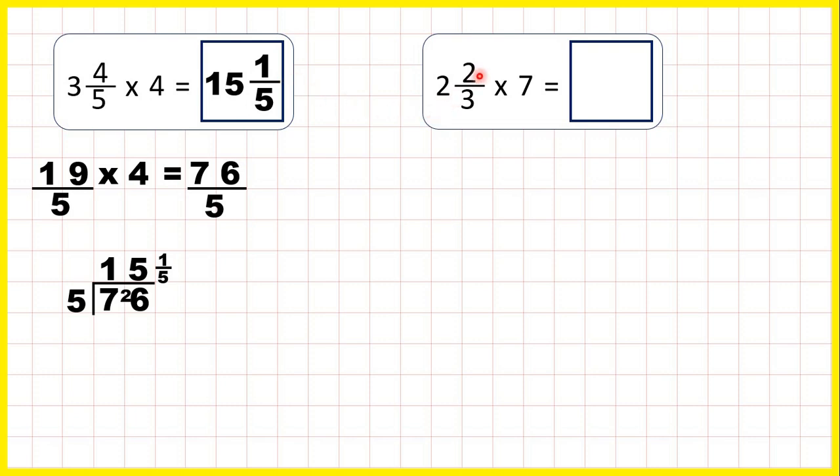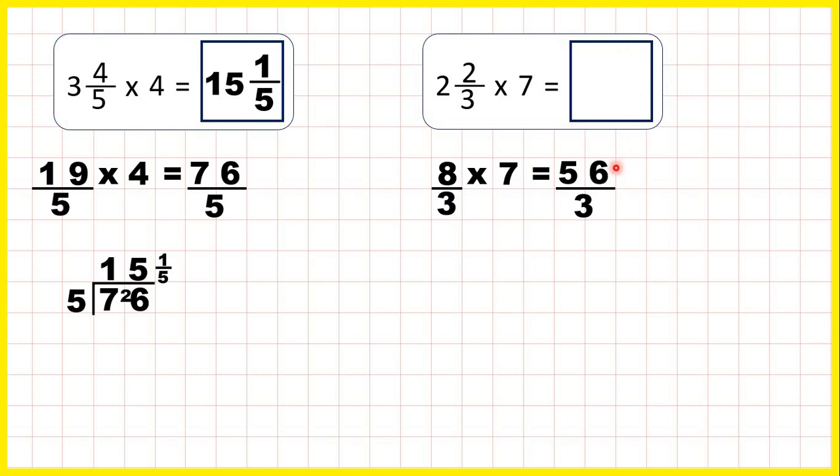Now 2 2/3 times 7. So as an improper fraction, 2 2/3 is 8/3. That's because 2 times 3 is 6, plus 2 is 8, and the denominator stays the same. We're multiplying by 7, but again, when we're multiplying a fraction by a number, we only multiply the numerator, and the denominator stays the same. So 8 times 7 is 56, and we still have 3 as our denominator.